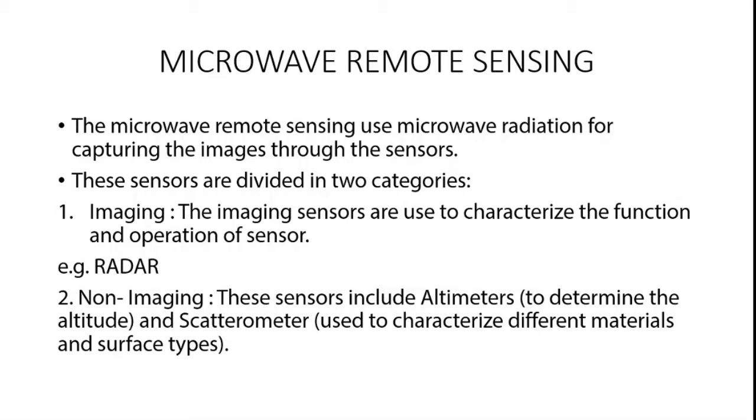And second is the scatterometer, which is used to characterize different materials and surfaces and their type based on the scattering of the radiation. If there is a smooth surface or plane surface, then energy scattered can be in all directions, but if there is a terrain or mountain, then the energy gets bounced onto another surface, and again it is scattered, so it doesn't reach back to the sensor in the scatterometer.